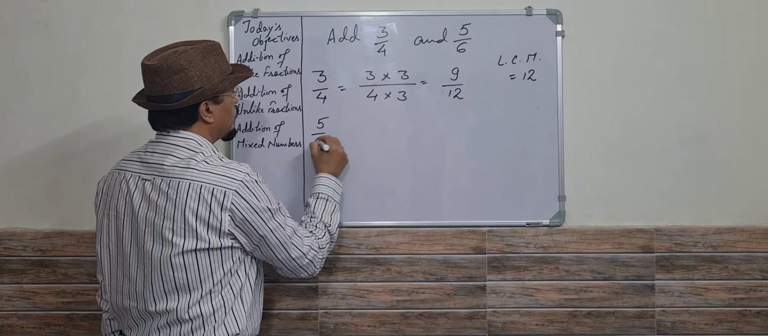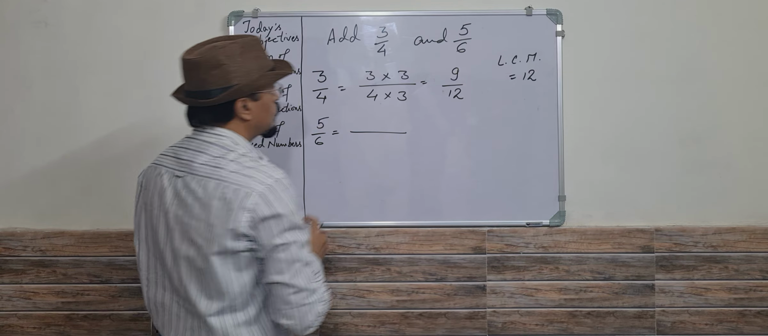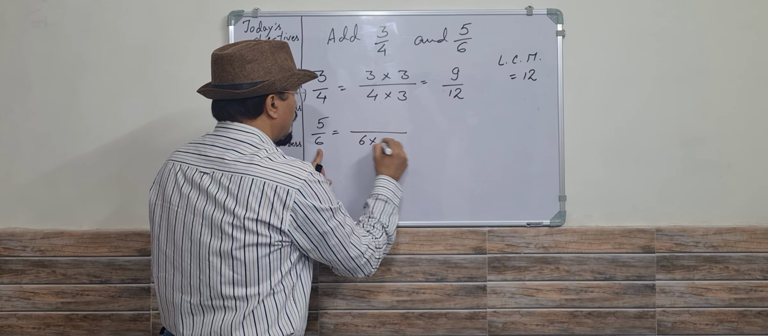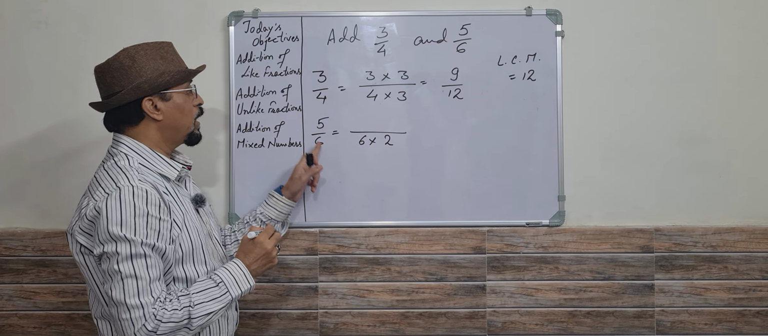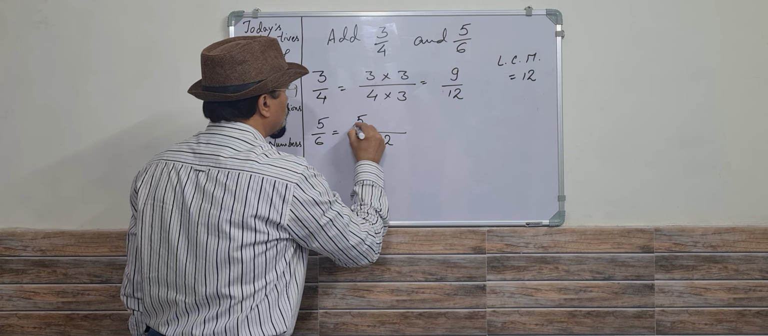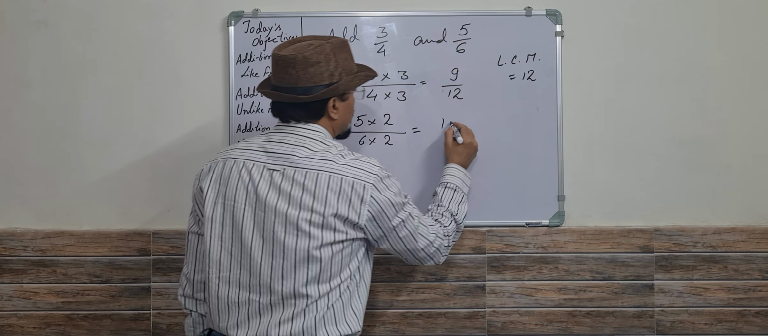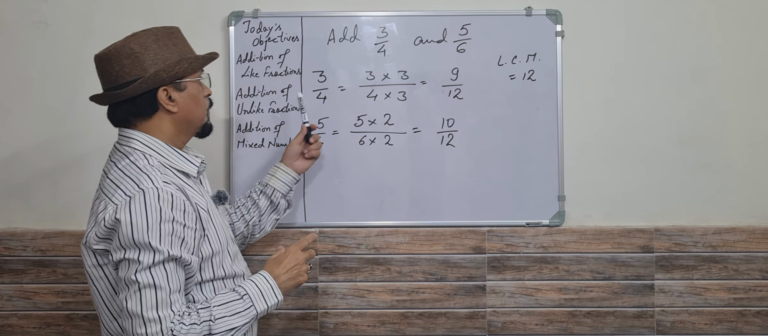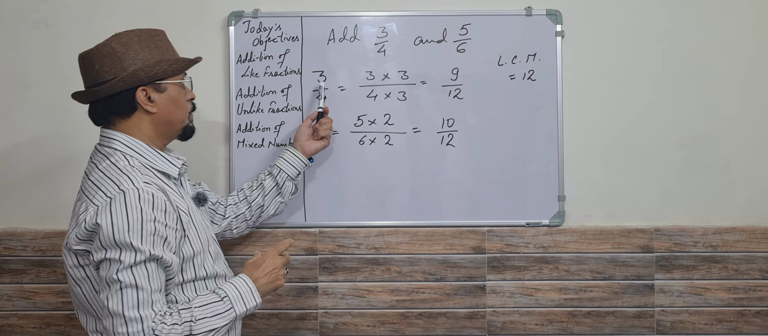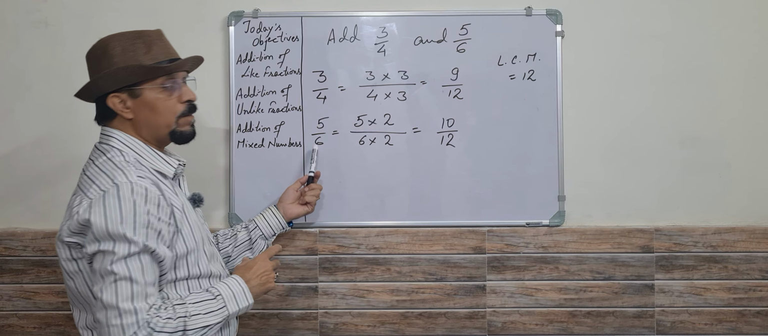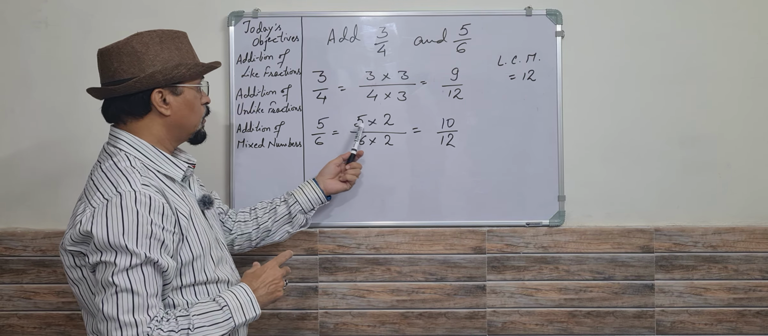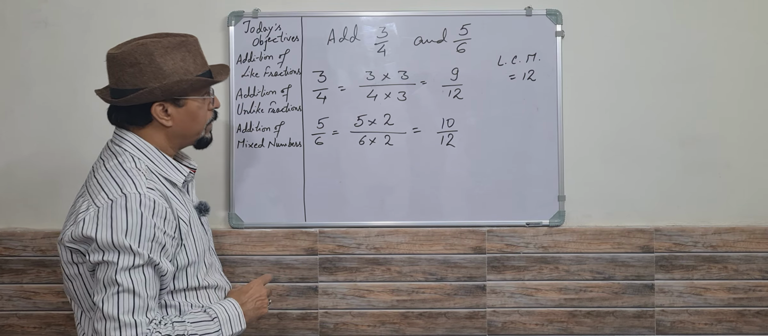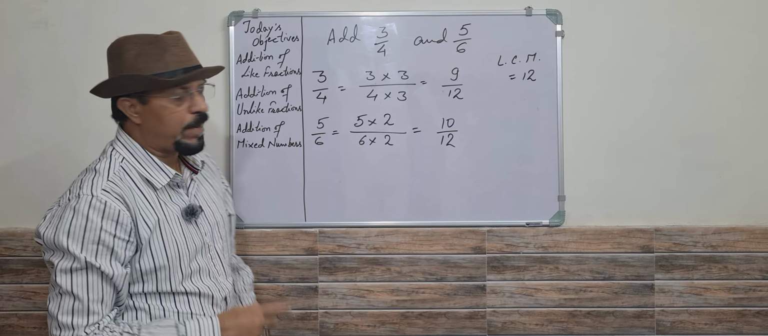Similarly, take another fraction 5 by 6. To get 12 as denominator, I'll be multiplying the denominator with 2. And if I multiply the denominator with 2, I'll be multiplying the numerator also with 2. So 5 into 2 is 10 upon 12. So I have got two fractions. 9 by 12 is equivalent to 3 by 4. 10 by 12 is equivalent to 5 by 6. Since I have multiplied the numerator and denominator in both cases with the same number, the fractions are equivalent fractions, and now they have become like fractions.